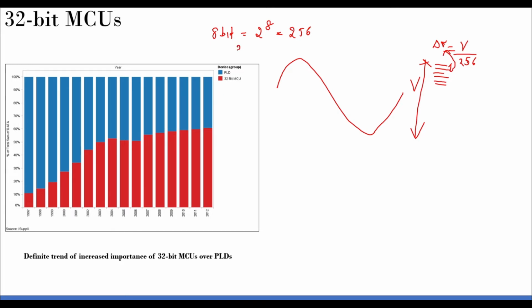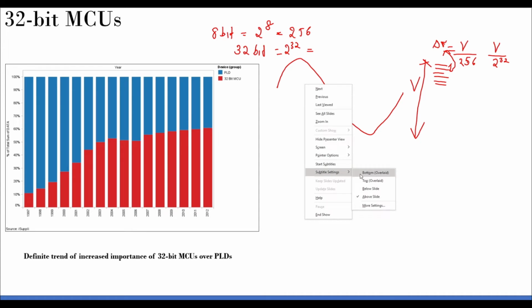Now imagine you have 32 bit. So 2 raised to 32, I'm not going to calculate what that is. We can say something like 2 raised to so many. It's some very high number, right? So that is something like V by 2 raised to 32. You can see that the number of levels is so much, so the resolution is so fine, and of course the error due to approximation to a particular value is very less in the case of 32 bit compared to 8 bit. So that's why we say it is more accurate.